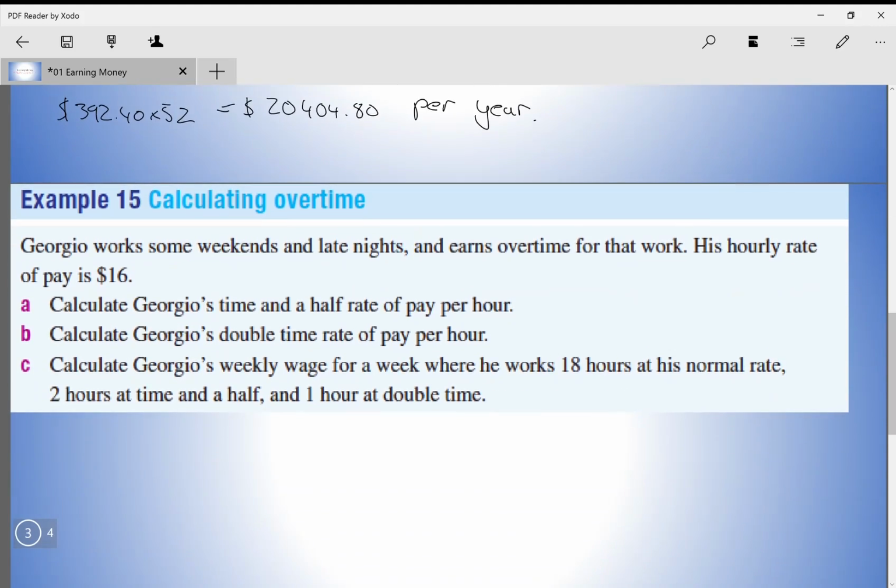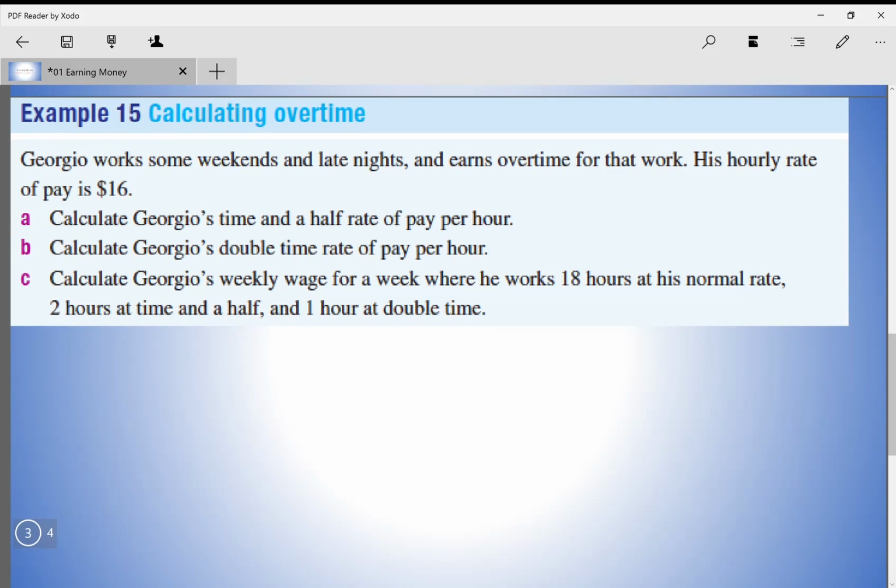Right, something else that we're going to have to calculate is overtime. So basically what happens usually for overtime is you'll be paid either time and a half, which means your hourly rate times 1.5, or double time, which is hourly rate times 2.